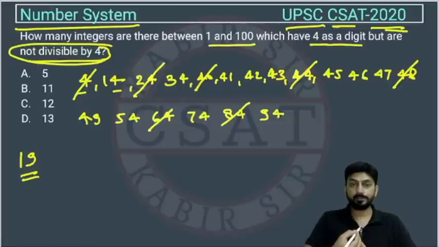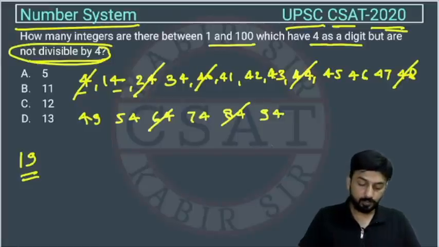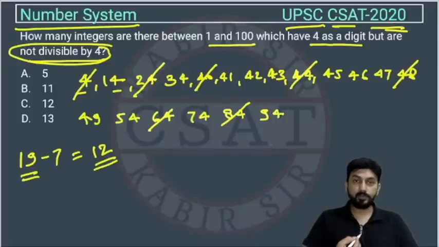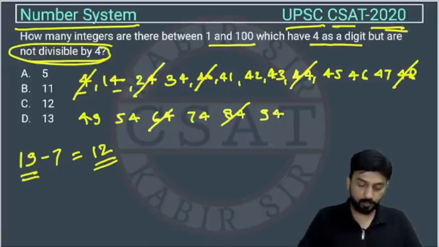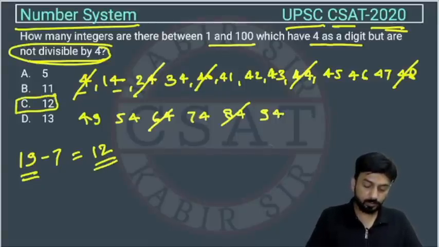So these numbers are divisible by 4. तो कितने नंबर है? 1, 2, 3, 4, 5, 6, 7. तो 19 minus 7 टोटल कितना हो गया? 12, राइट? तो कितने नंबर ऐसे होंगे जो ये कंडीशंस को फुलफिल कर रहे हैं? Only 12 numbers. So the answer will be option C. So C is the correct answer.